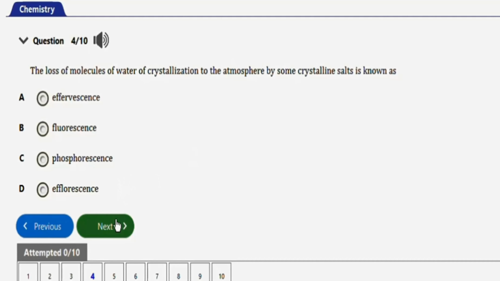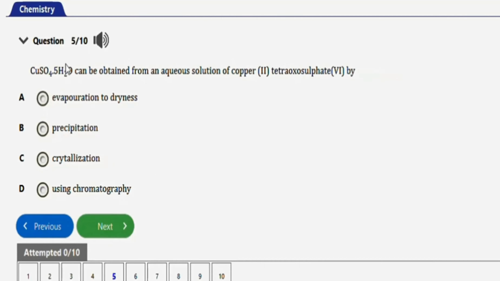Next question. It says this is copper 2 sulfate pentahydrate. So this is an efflorescent salt. It loses water of crystallization to the atmosphere. This compound can be obtained from an aqueous solution of copper 2 tetraoxosulfate 6 by. So the right option would be option C, crystallization. Remember, I'm dealing with water of crystallization. Option C is the right option.